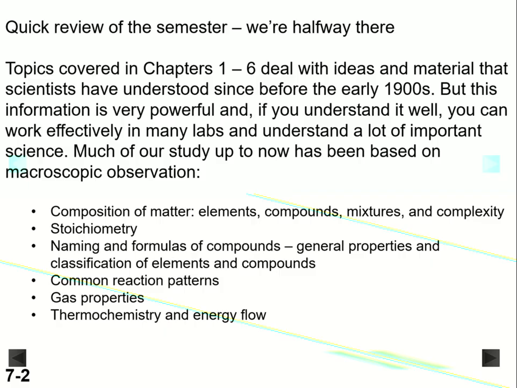Much of what we've seen, though, since it's really been known for so long, is based on macroscopic observation. It doesn't require fancy or complex instrumentation. What we've learned about so far is the structure of matter, that is the elements, compounds, mixtures, what they are, and the complexity of matter. We learned about stoichiometry, combining ratios, molar composition, molar mass. We learned how to name and write formulas for chemical compounds. And then we've also learned the general properties and classification of elements and compounds. We learned about the periodic table and the periodic law.